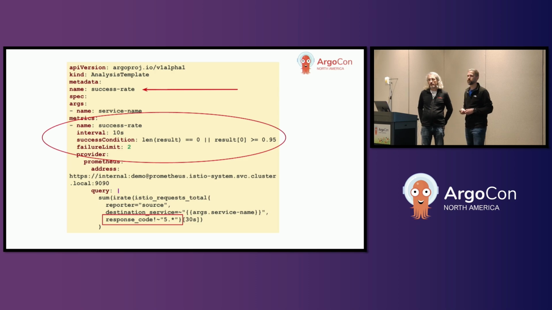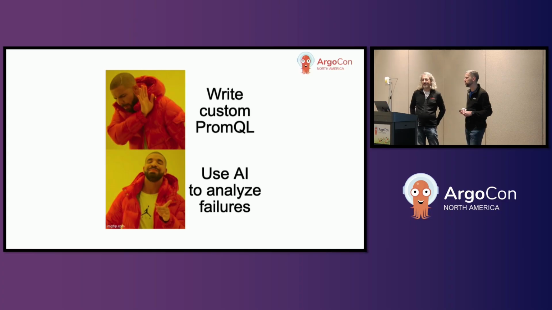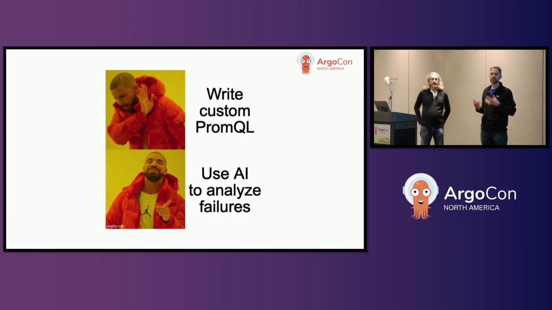So this was great, but you need to define the success criteria. And what if something is not exactly defined in what you created in your PromQL, right? So instead of creating this custom PromQL, why not use AI to actually analyze your logs, your metrics? That's actually something AI is fairly good at, right? Analyzing things and then seeing if there are anomalies. And then we can define what the success criteria is based on that.